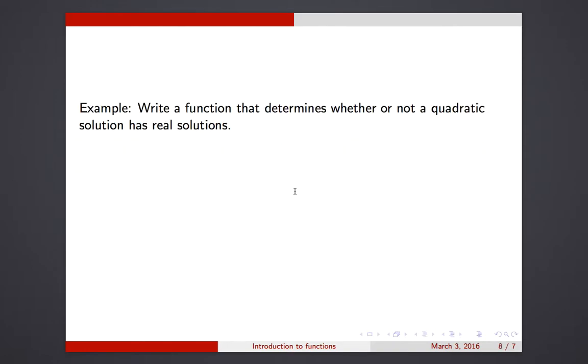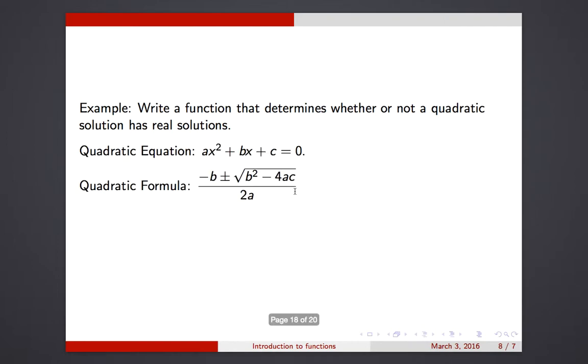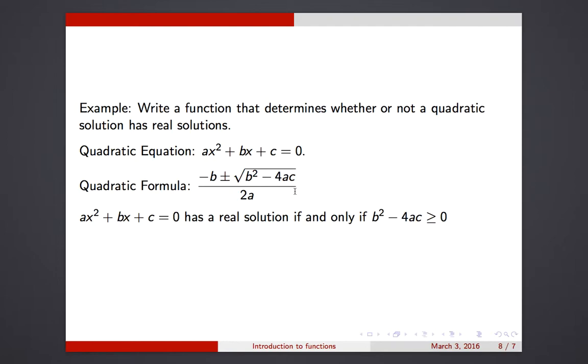Okay, so let me write one more example for you. This is a function that determines whether or not a quadratic equation has real solutions. You all have already written a program that deals with these things, but let me remind you that the way you can tell if something has real solutions is by checking this condition. If what's under that square root is positive or 0, you will get real solutions. But on the other hand, if you're taking the square root of a negative number, you will not get real solutions.